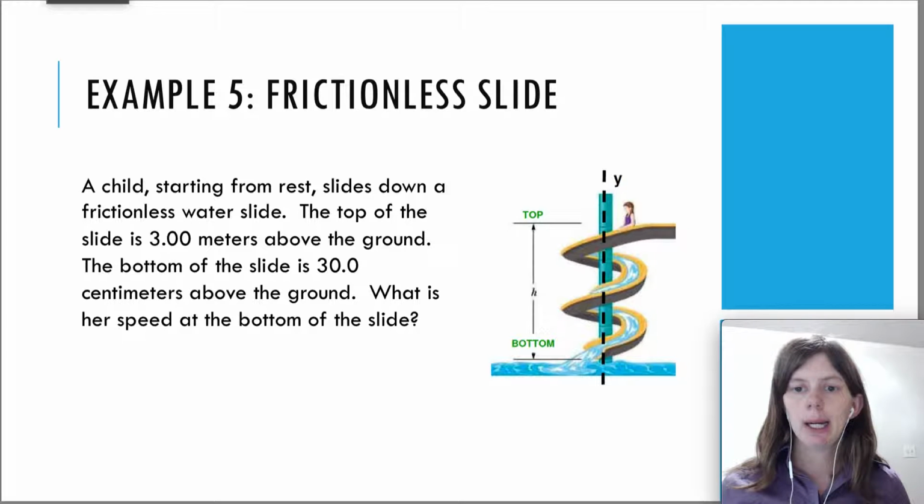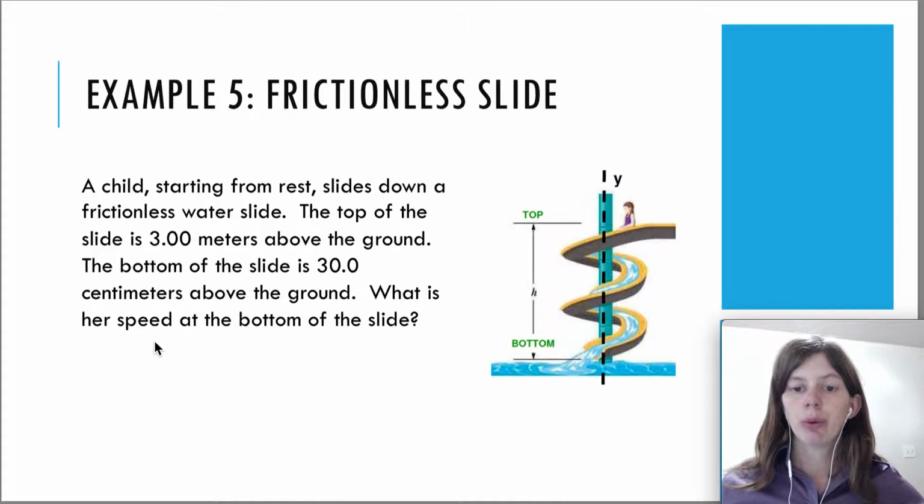We have a child starting from rest, sliding down a water slide. There's no friction here. The top of the slide is 3 meters above the ground, and the bottom of the slide is 30 centimeters above the ground. What is the speed at the bottom of the slide? So first you need to realize that this is a conservation of energy problem. There's no friction. The girl is losing height and gaining speed.